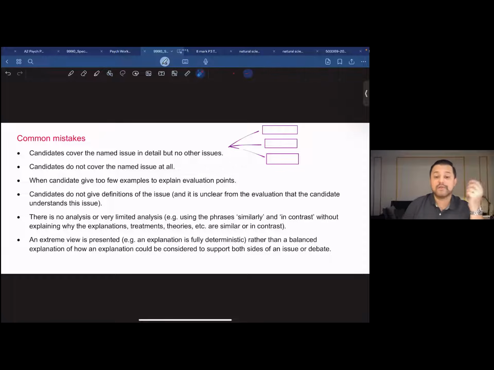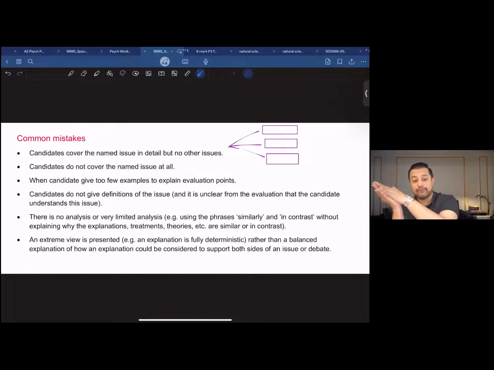So what the common mistake over here that the examiner feels is many candidates, they cover the named issue in detail, but no other issue. Avoid doing that. Number two, candidates do not cover the named issue at all. Remember, the question read, including a discussion. So the examiner is very clearly specifying that this is something that has to be a part of your answer, right?